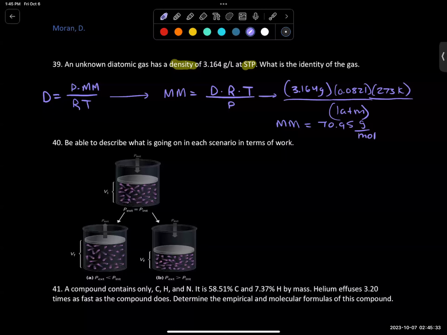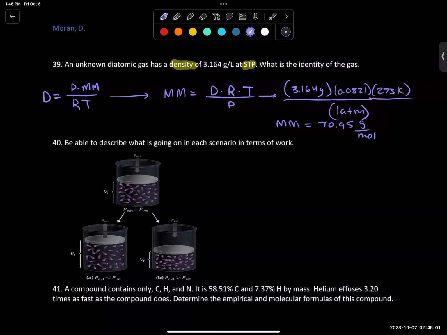So the molar mass of this compound, or no, not compound, because it's a diatomic gas, right? So we know you can divide it by 2 to find the individual weight of just the atom. That'll lead you directly to what it is, as long as you just recall that it's a diatomic gas.